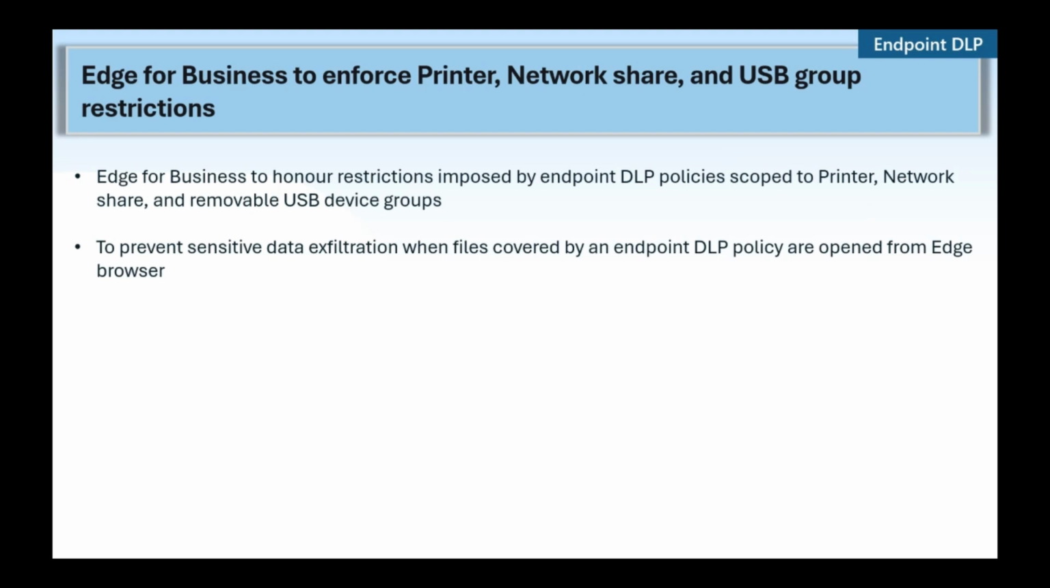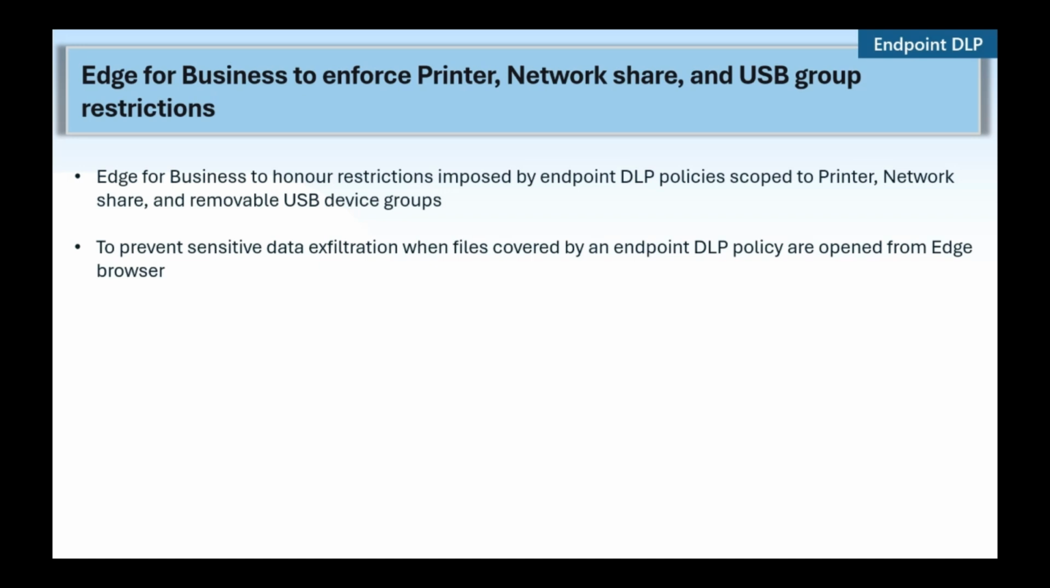Moving on, Edge for Business to enforce printer, network share, and USB group restrictions. The aim of this feature is to ensure that Edge respects the endpoint DLP controls that you have defined for your printer groups, removable USB device groups, and your network share groups when these files are opened in the Edge browser.